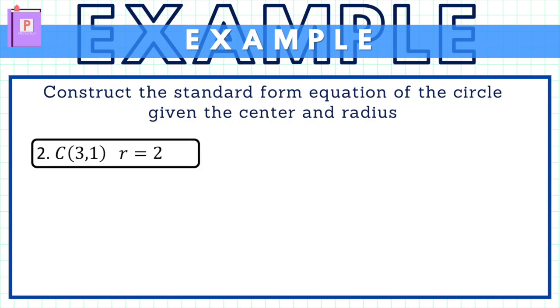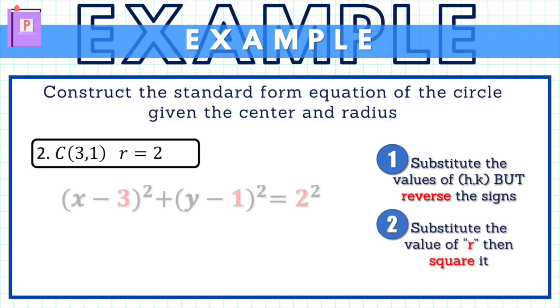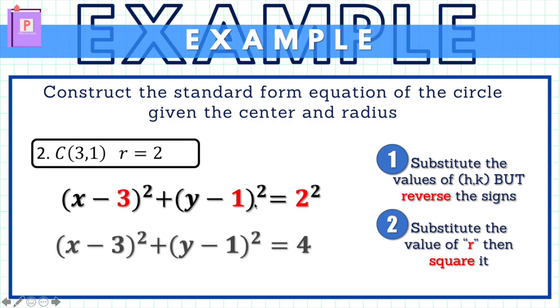As for this one, again, don't forget to reverse the sign of the center coordinates as well as squaring the radius. So substituting this into the standard form, we have the quantity of x minus 3 squared plus the quantity of y minus 1 squared is equal to 2 squared. As you can notice, we reverse the sign. So here in the x coordinate, we have 3, and of course, here we have negative 3, as well as the positive 1, here we have the negative 1. Now simplifying this equation, we have the quantity of x minus 3 squared plus the quantity of y minus 1 squared is equal to 4.